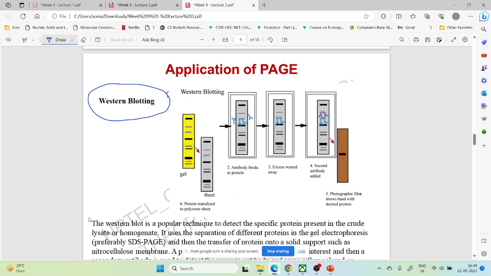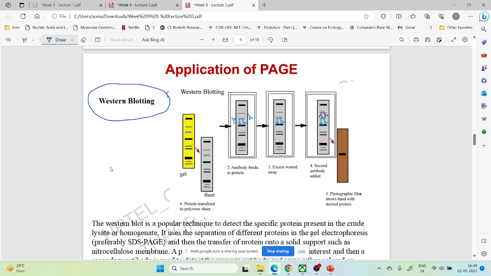Gel is not that stable compared to a nitrocellulose membrane. That is the most important point: when you have run your sample, you know that these are the proteins, but the gel that you have is very flimsy.